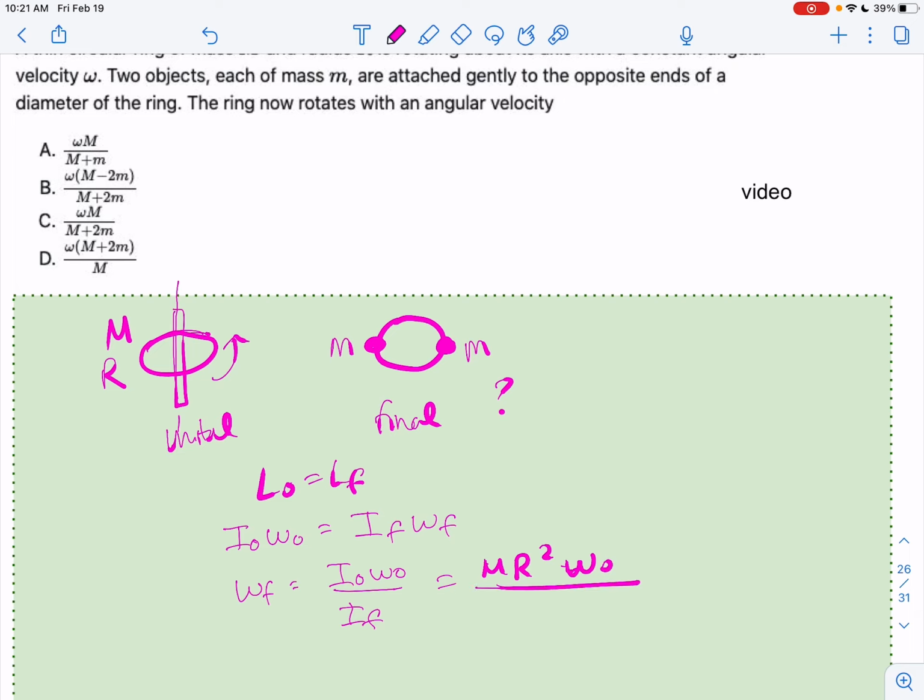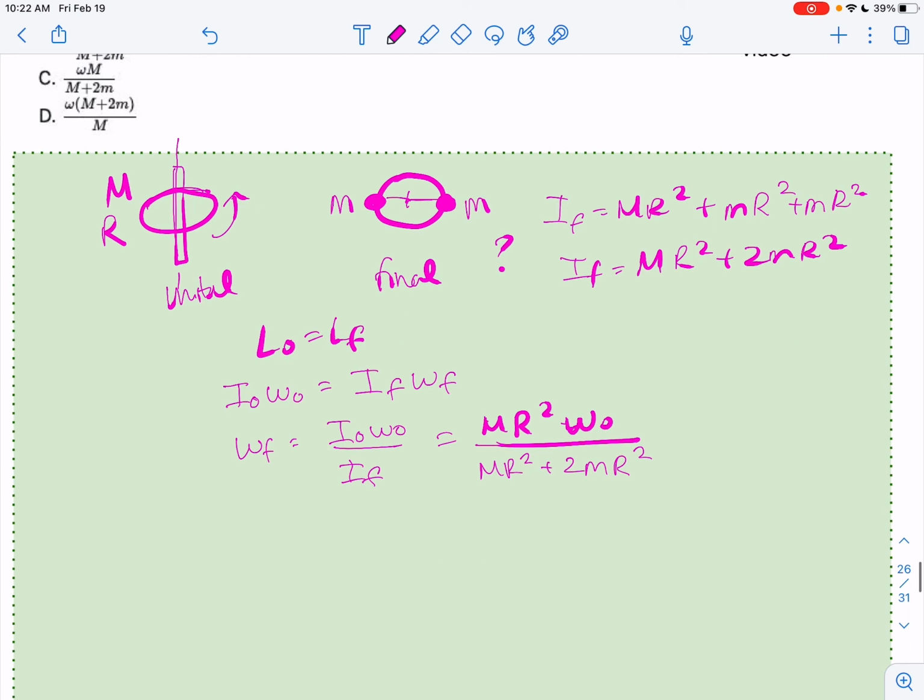And then the I final is still going to be mr squared for the hoop, but then each of those masses is now an r away, like this. So I final is big M r squared plus 2 little m r squared. Can we cancel out an r squared? Let's factor out an r squared. So I have big M omega naught over big M plus 2 little m.